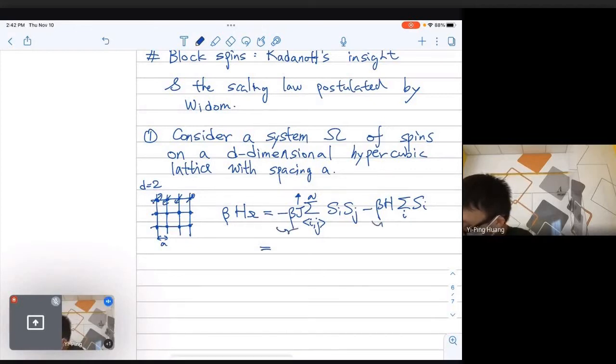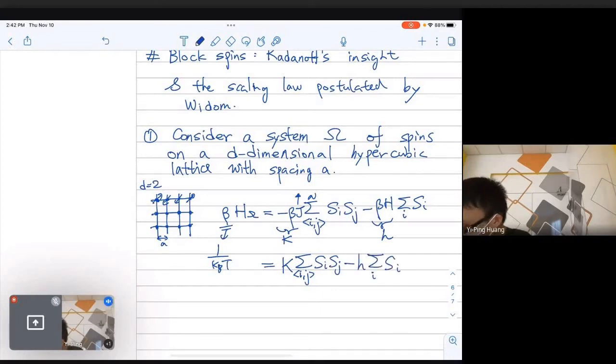To make our analysis easier, we will rename minus beta J and minus beta h to be the dimensionless parameters K and h. Once we do that, the Hamiltonian times the inverse temperature beta, which is 1 over kBT, will just be K times the sum over nearest neighbors ij of s_i s_j, minus h times the sum of s_i.